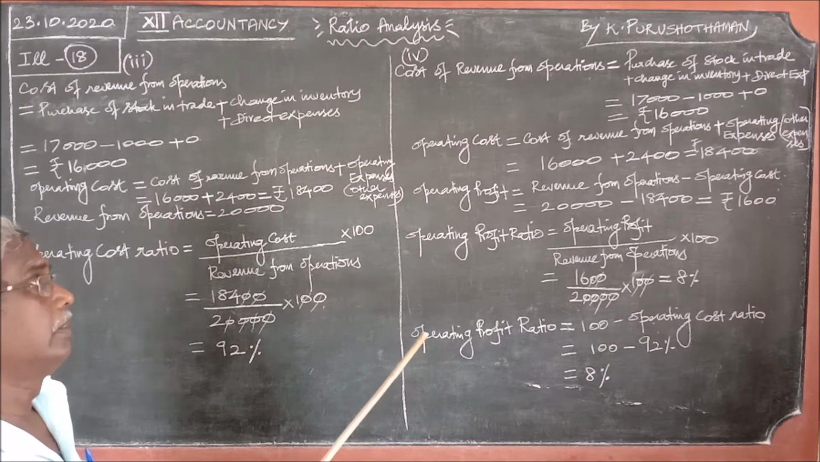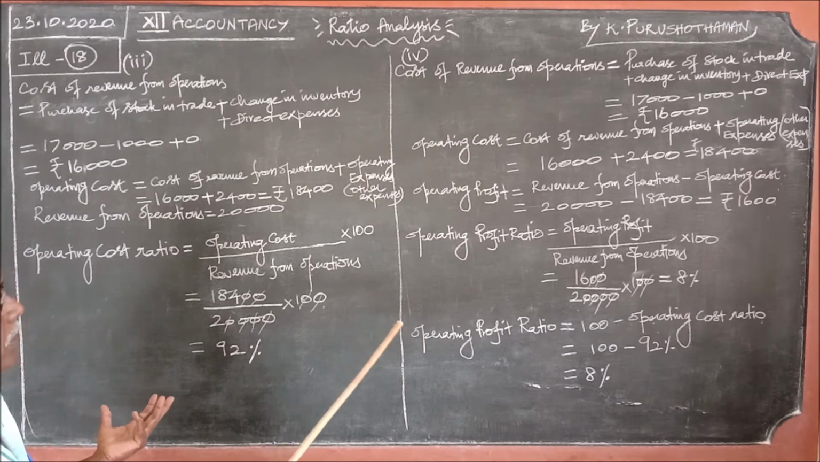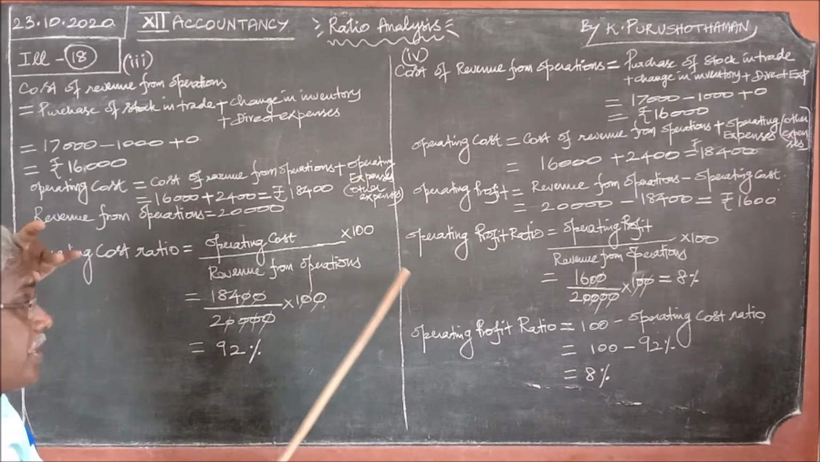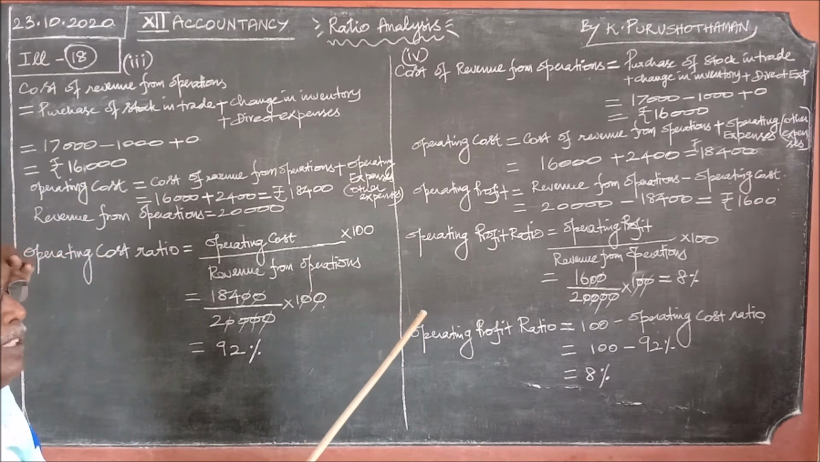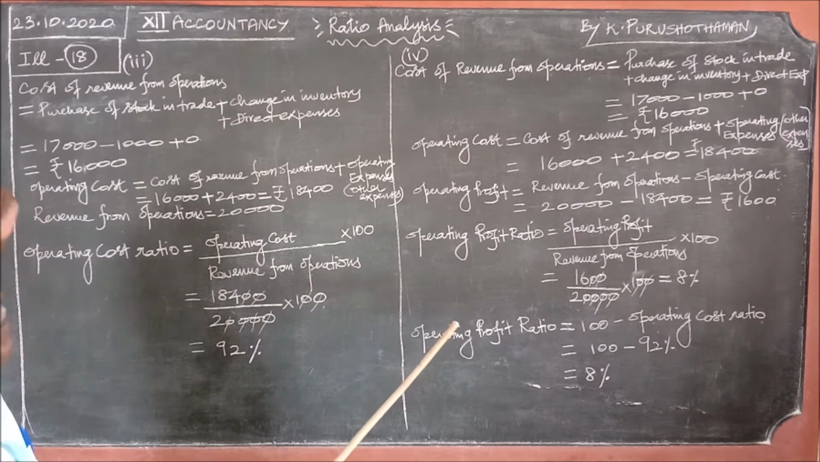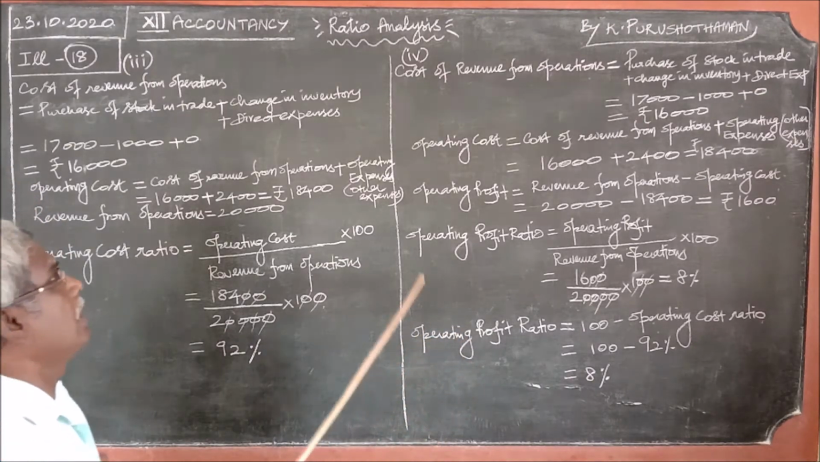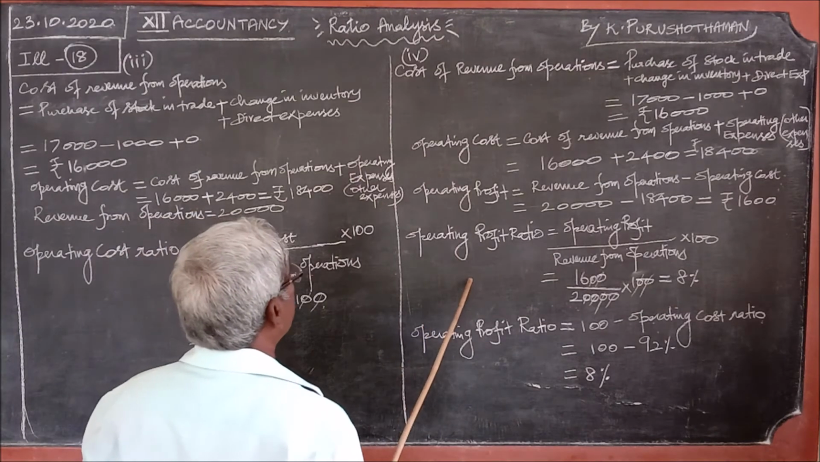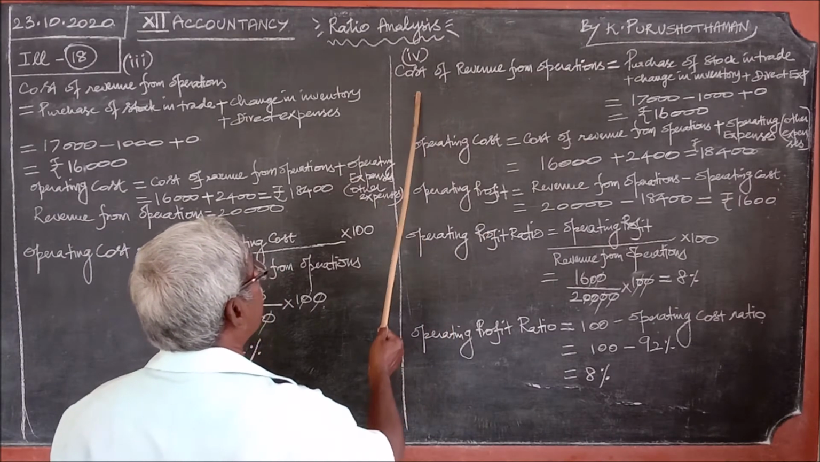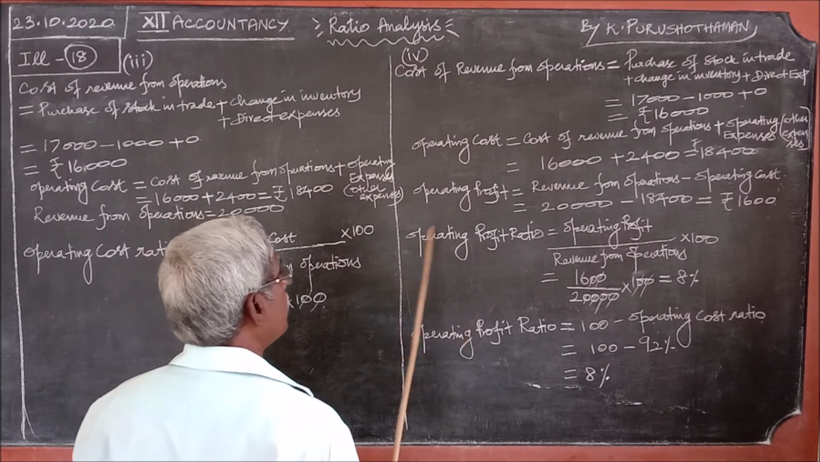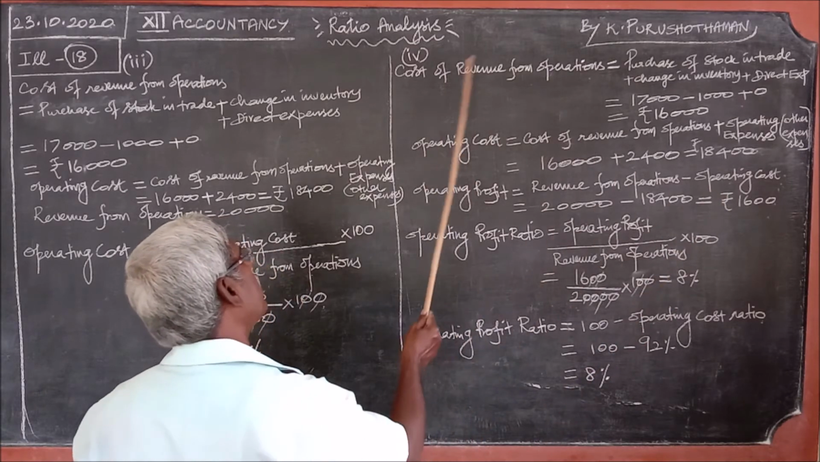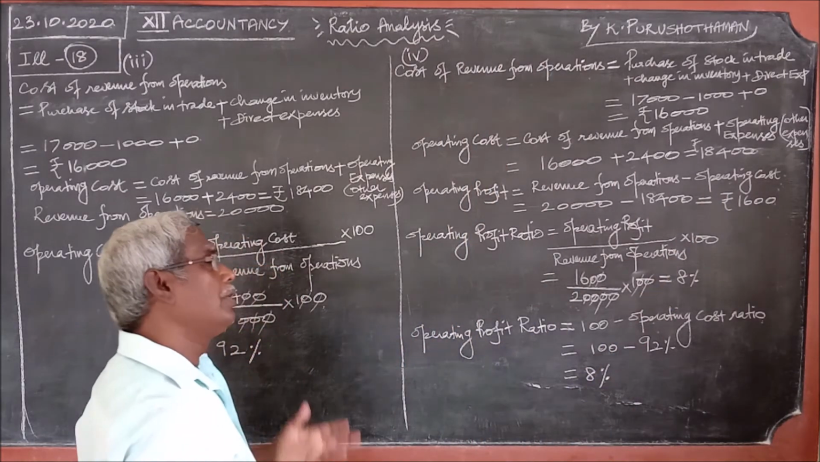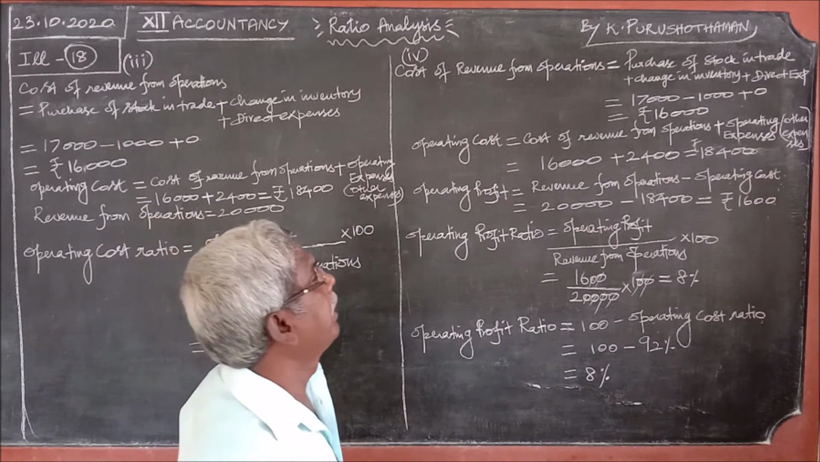And the problem would be, if this is asked separately, you should not blink your eyes. So if it is asked, all the particulars are given. Suppose you are asked to find the operating profit ratio. What we require is cost of revenue from operations. We should know what are the three items to be added.